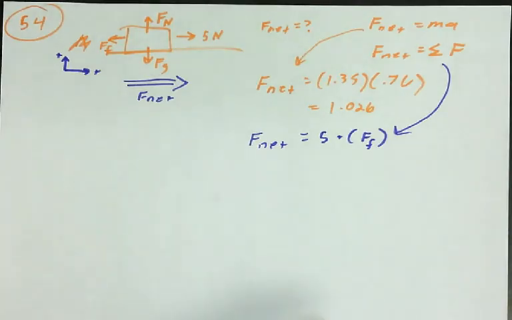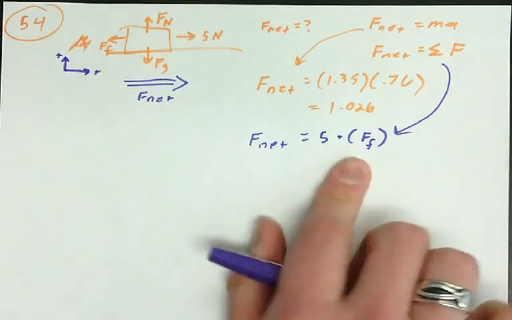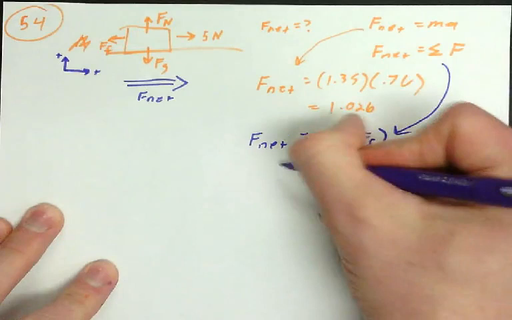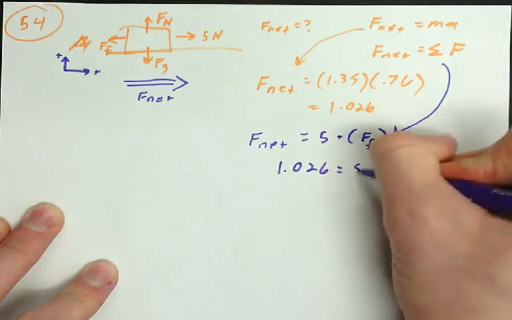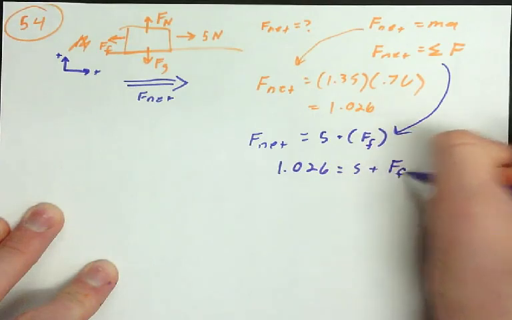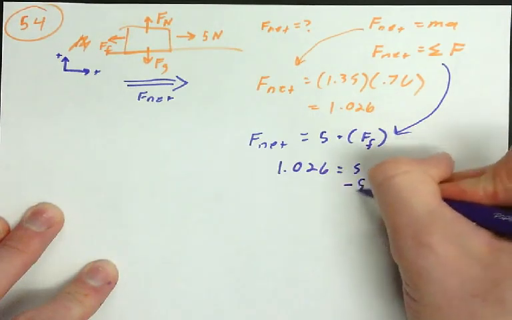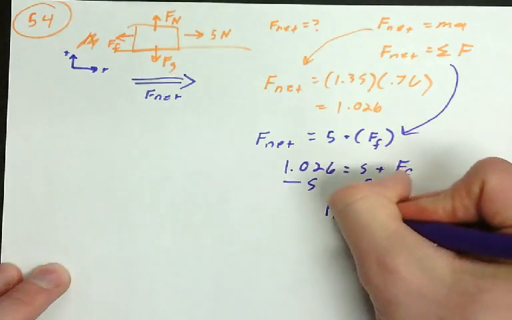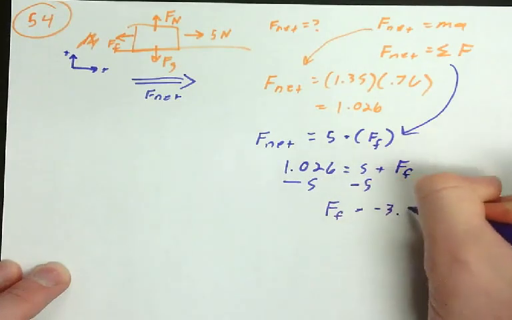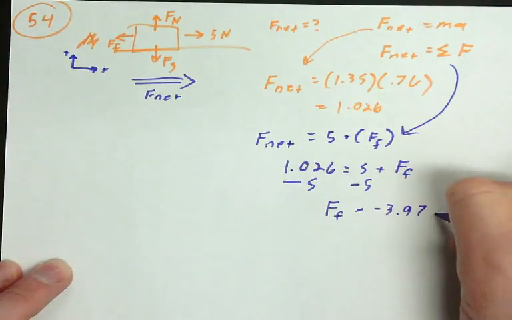So this is what it looks like. F net equals 5 plus force of friction. Well, the net force is 1.026. So just subtract the 5 over. And you get friction equals negative 3.97.